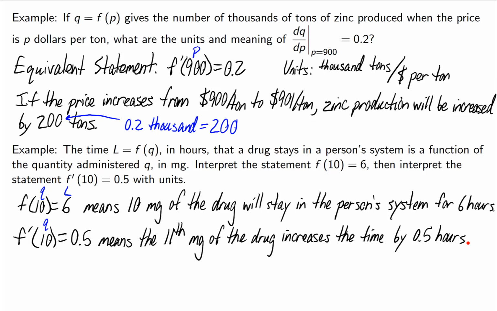And now let me mention one more thing. A question that's a great follow-up here is how long will 11 milligrams of the drug last? Based on what you see here, you can probably answer that question. It took 6 hours for the first 10 milligrams to be processed, and the 11th milligram will increase the time by 0.5 hours. So you might look at that and just say 6.5 is how long 11 milligrams would last. Let's take that a step further.